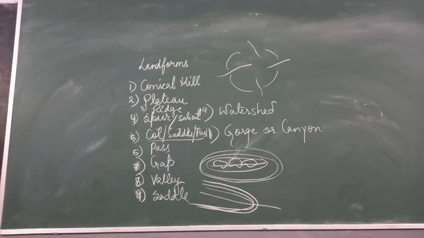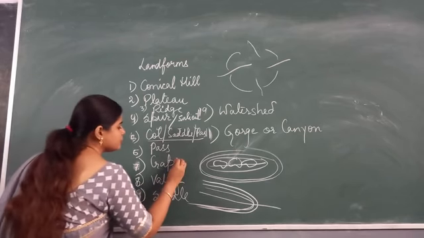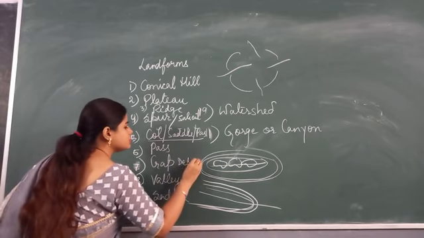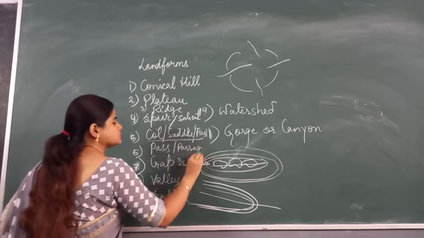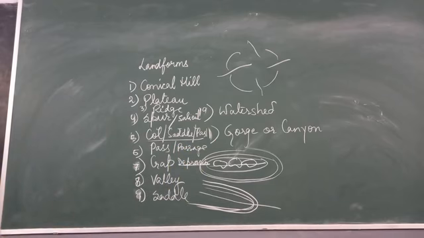Now, pass is a lowland between two mountain peaks that provides a passage. Between the two mountain peaks there is a passage which is called a pass. A gap is a depression in a range or hill, and it is a passage. By pass you can remember the passage.